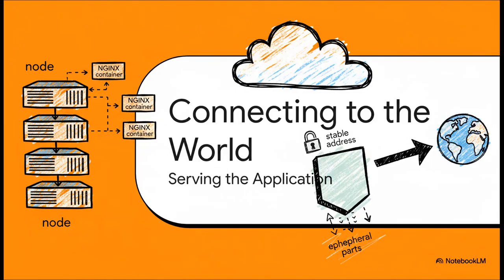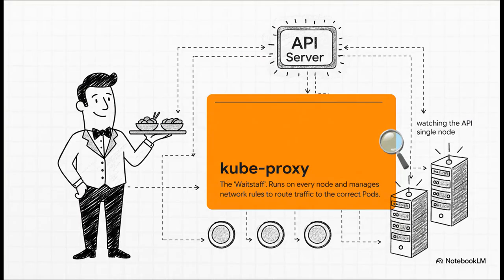So our 3 Nginx containers are now running happily across the cluster. Awesome. But just having them running isn't quite enough. How does anyone actually talk to them? How do we create a single stable address for an application that's made up of multiple constantly changing parts? Well, this is the job of something called kube-proxy. Think of it as the restaurant's waitstaff.